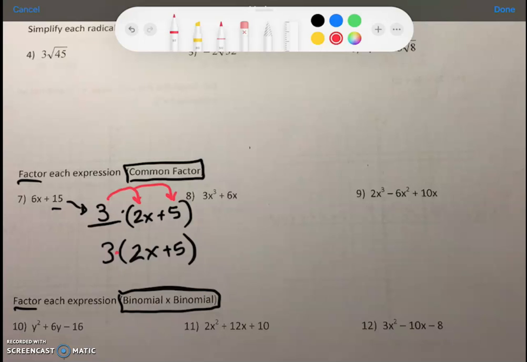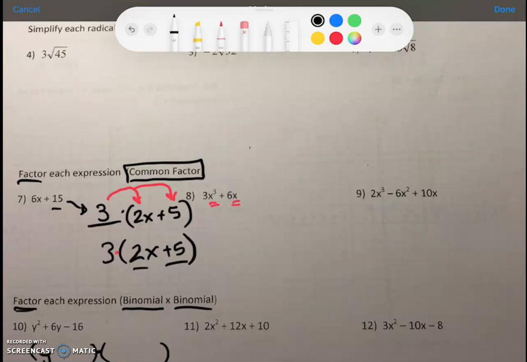Now for number 7, you can see I took out a number. Number 8, you could take out letters as well, a common letter like x as well as numbers. Okay, 10, 11, and 12, this is factoring where you split it into the multiplication where it's a binomial. Bi means 2 times a 2. So this is like a 2-part times a 2-part. So I've got my 2 parentheses set up. You're going to be multiplying, splitting it up, excuse me.